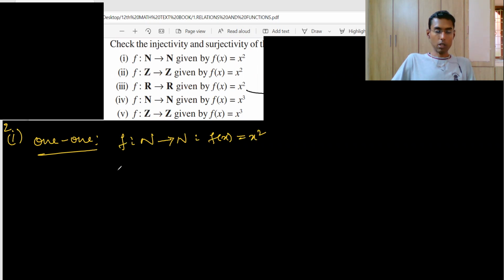Once again, can you check? Yes, it is a 1-1 function. Second one. So when you say it's 1-1, you need to prove. f maps N into N, defined as f of x equal to x square. How do you check 1-1? Let x1, x2, always you write like this with 2 elements, such that f of x1 equal to f of x2. Images are equal.